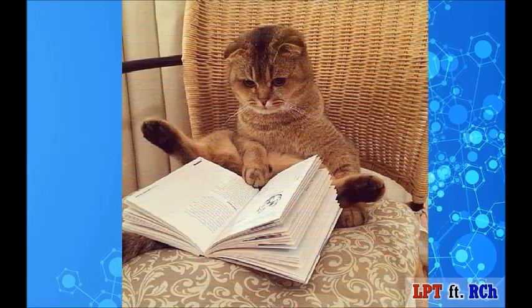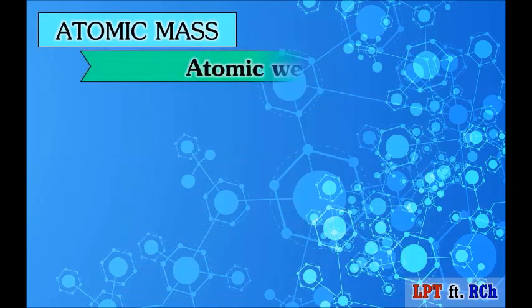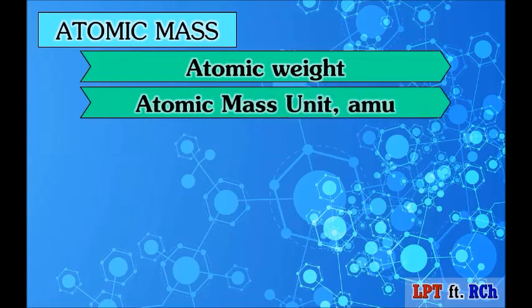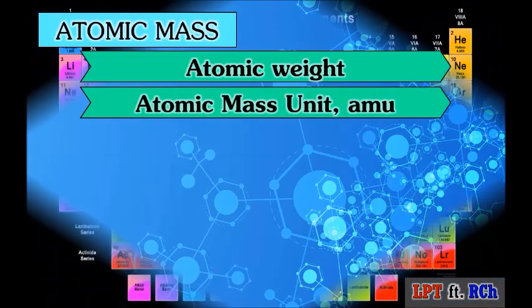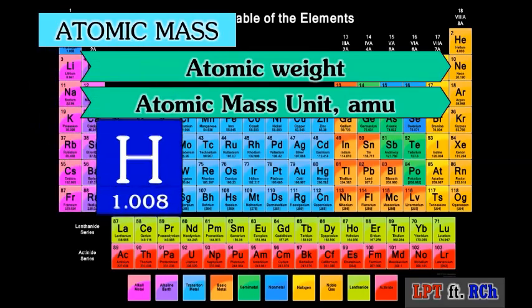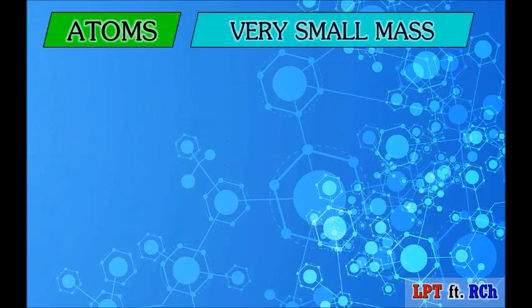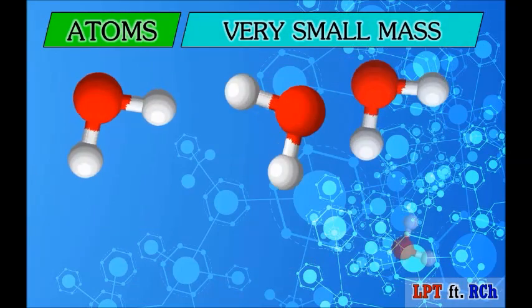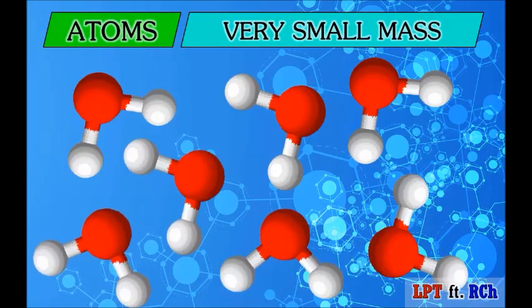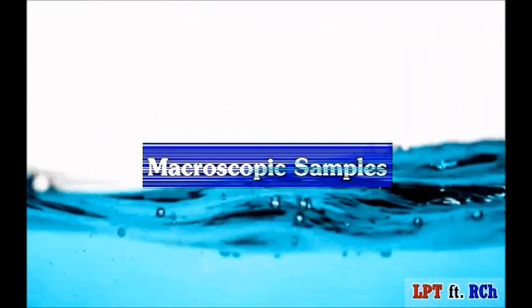First of all, we have to take note of some chemistry terms and their definitions. Starting with the atomic mass, sometimes called the atomic weight, is the mass of an atom in atomic mass units, or AMU. You can find it in the periodic table, for each element. For example, hydrogen is 1.008 atomic mass units. But atoms have really small masses, and there's no device to weigh them in units of AMU. In reality, we deal with macroscopic samples that contain enormous numbers of atoms.